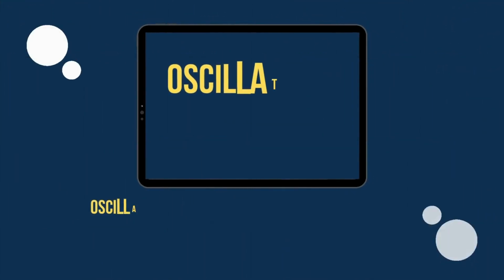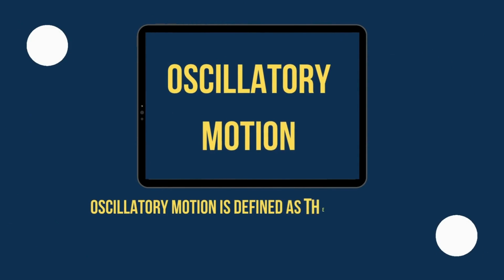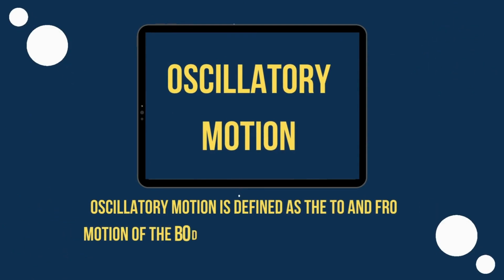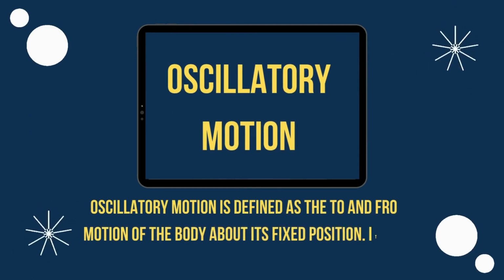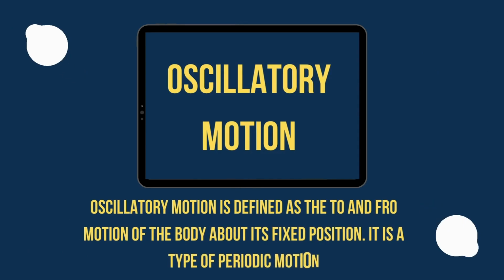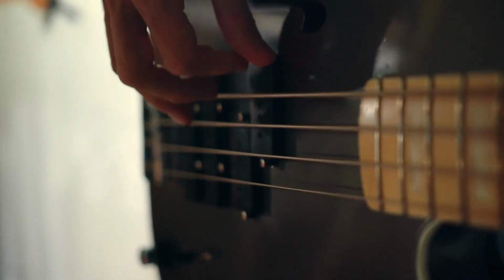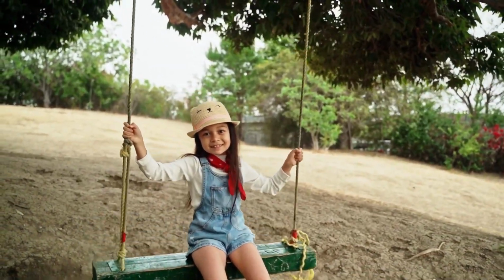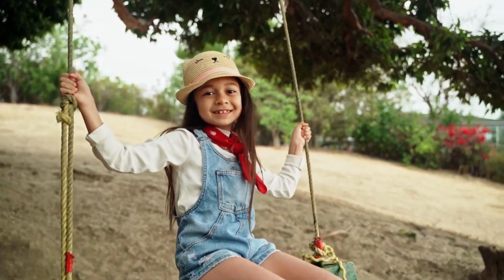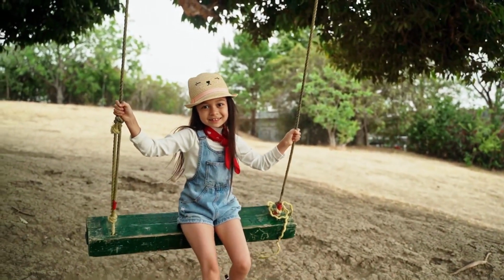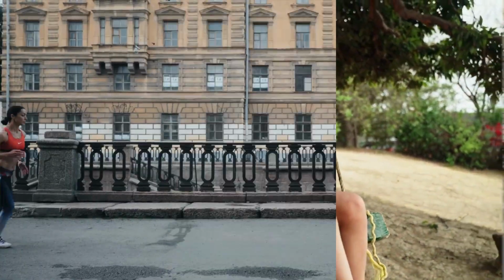And number 4. Oscillatory motion. Oscillatory motion is defined as the to and fro motion of the body about its fixed position. It is a type of periodic motion. Examples of oscillatory motion are vibrating strings or swinging on a swing set. And that is a brief overview of the types of motion and its real-life applications.